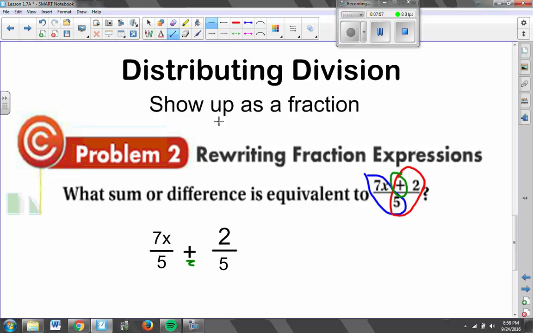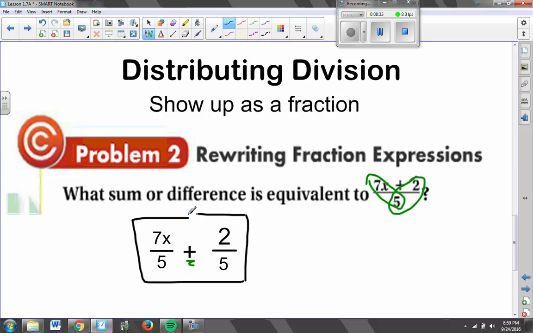So if I were to write this crazy fraction expression as a sum or difference, I would put the 7x over 5, and then I would put the 2 over 5 like that. 7x over 5 plus 2 over 5. Now we do have to watch out for maybe simplifying these fractions, maybe dividing the numerator and denominator by the same number to make it simpler. But in this case we don't have to do that because this is as simple as it can get, and this would be my final answer right here.